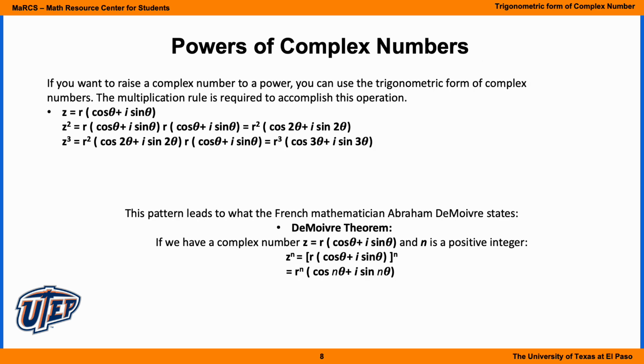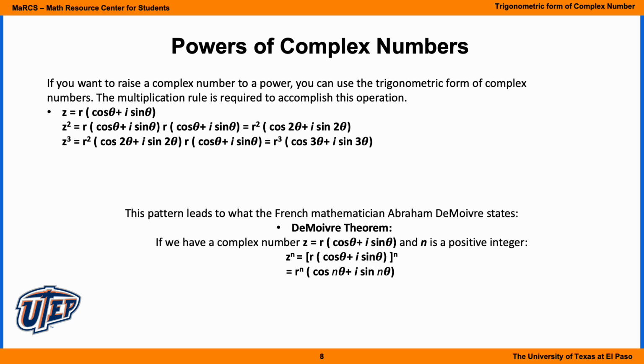So if you want to raise a complex number to a power, you can use the trigonometric form of complex numbers. So first we write it in the trig form: for the complex number z, we write it as the length times the cosine of theta plus the vertical component, so i times sine of theta. So then for z squared, that is equivalent to saying r times r for the length, and then since we're multiplying, we add the angles, so theta plus theta. So r times r is r squared, and then theta plus theta is equivalent to 2 theta.